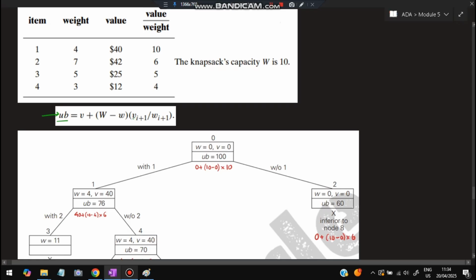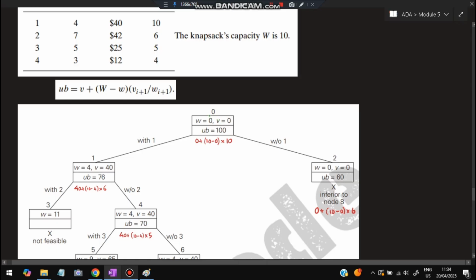Upper bound's formula is given here. This formula is very simple, it's not as complicated as it looks. You have to make a box like this. Initially we'll not be selecting any item. If you don't select any item, the total weight will be 0. And the value will also be 0, because there is no item. And the upper bound we have taken is 100.